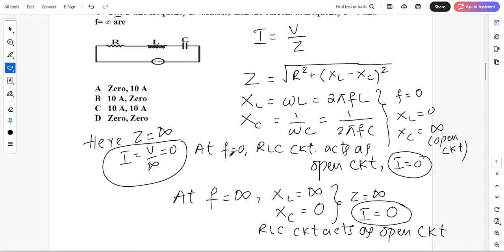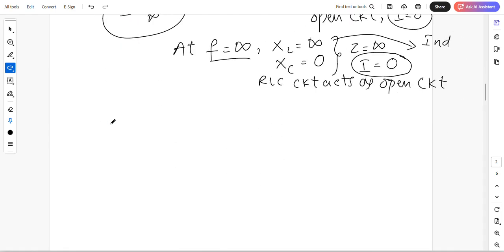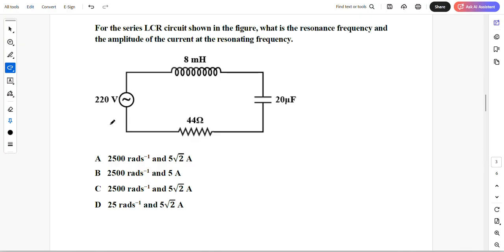Here, when F is equal to 0, the capacitor acts as an open circuit. When F is equal to infinity, the inductor acts as an open circuit. Understood? 0 means short circuit, infinity means open circuit. Hope you understood. 0, 0 is the right answer. Let us see the next problem.